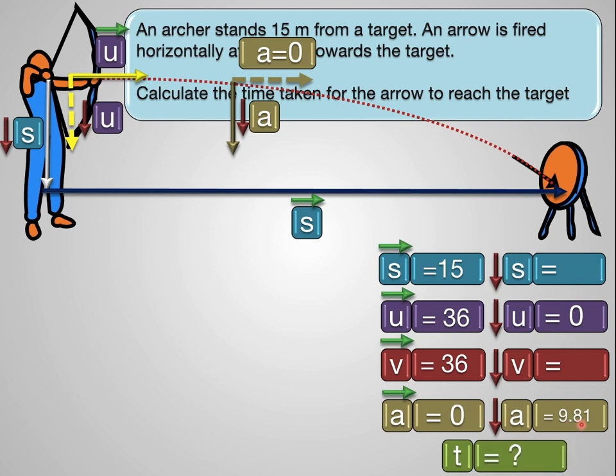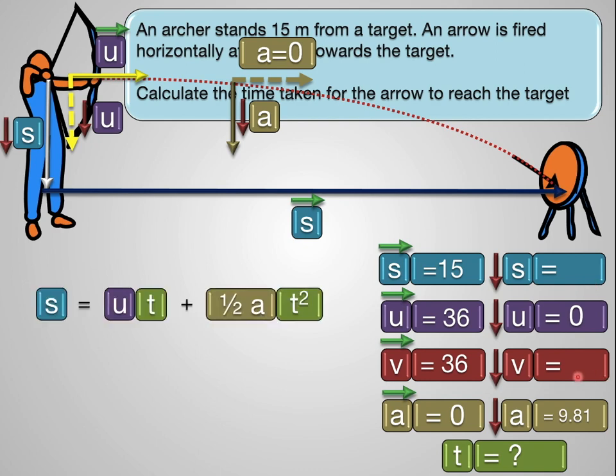I have written all the horizontal quantities, all the vertical quantities, and I want to find the time. I could use horizontal or vertical equation. I am going to decide what to use. Horizontally, I know many quantities. Except time, I know everything. But vertically, I don't know displacement, I don't know final velocity. So I have decided to use this equation, but horizontally.